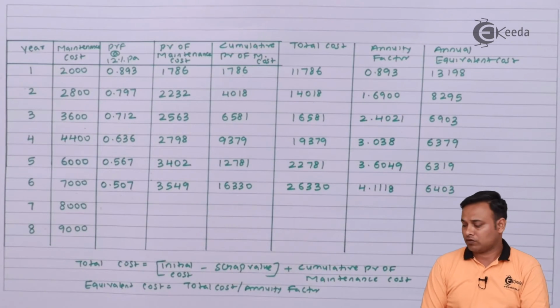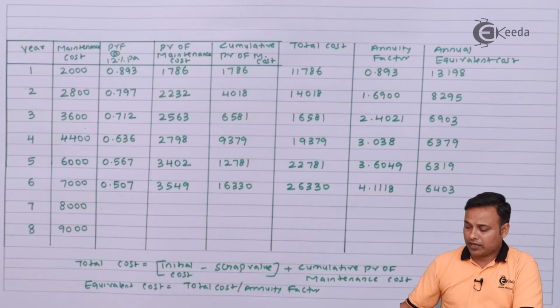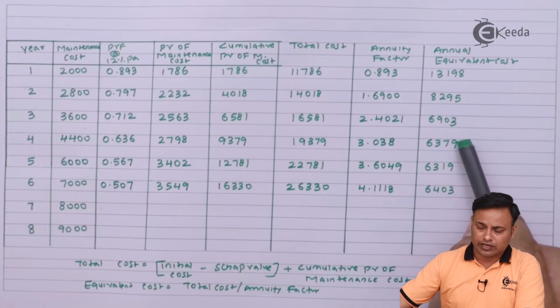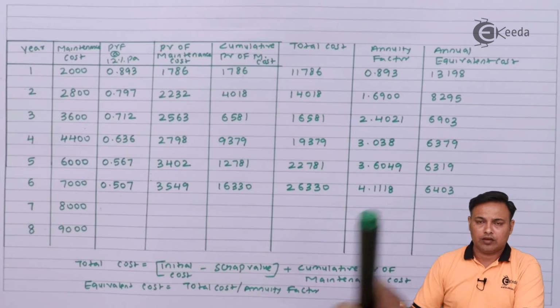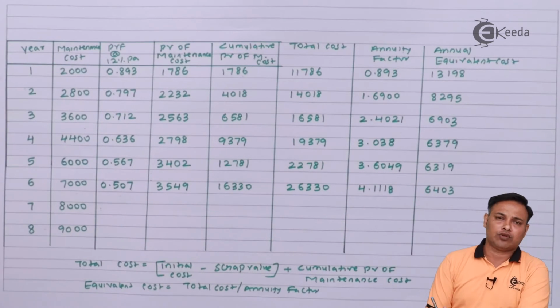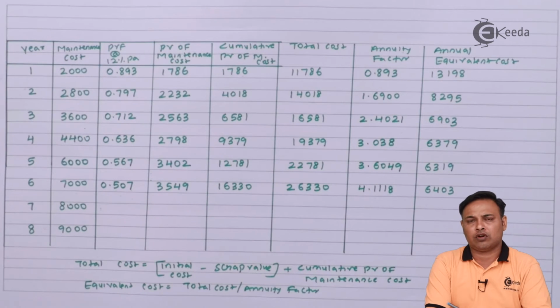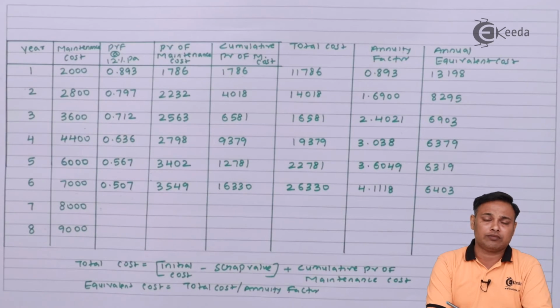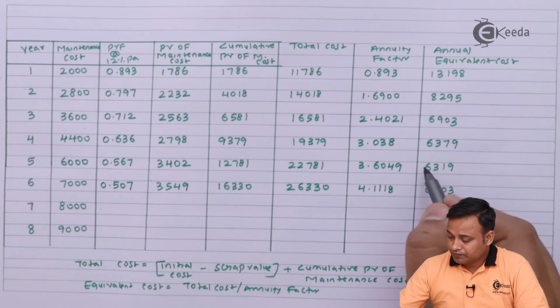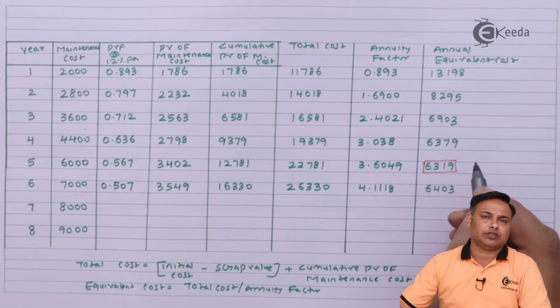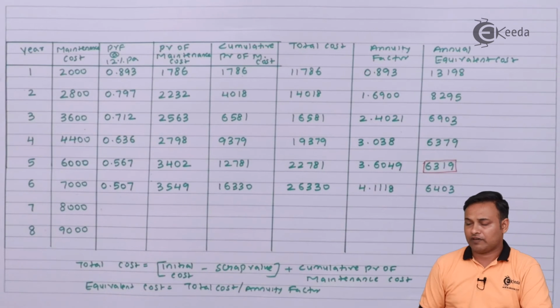So I can write 6404. If you observe, my annual equivalent cost goes on decreasing up to the fifth year. Then in the sixth year it is increasing again, meaning till the fifth year my cost is decreasing. So that is the most economical time where I should keep the machine with me for 5 years, and after 5 years I should change the machine. So I will write the final answer.